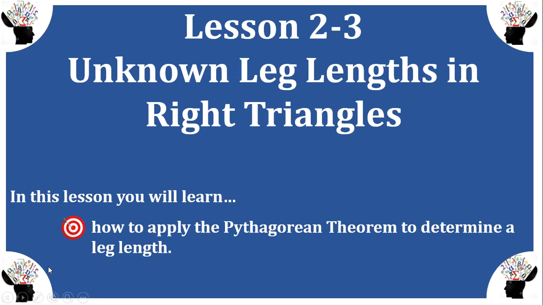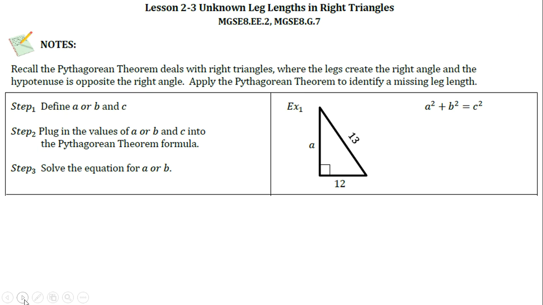In this lesson, we're going to learn how to find the length of a leg of a right triangle using the Pythagorean theorem. So recall that the Pythagorean theorem only deals with right triangles. The legs are the sides that create the right angle, and the hypotenuse is opposite of the right angle and always the longest length.